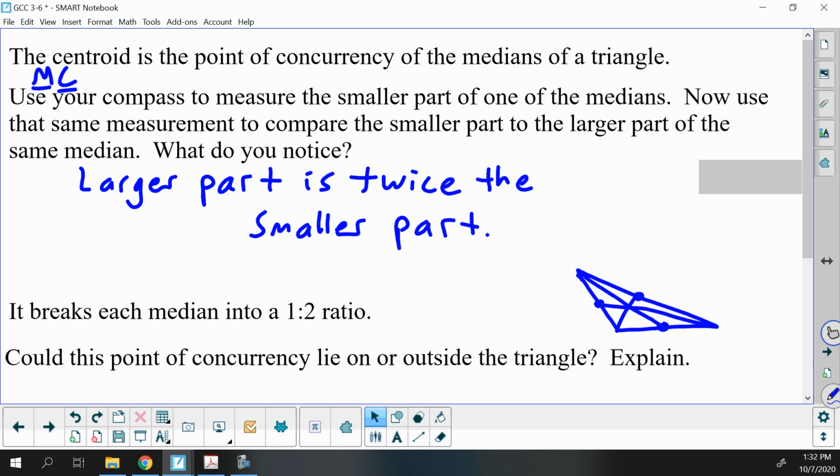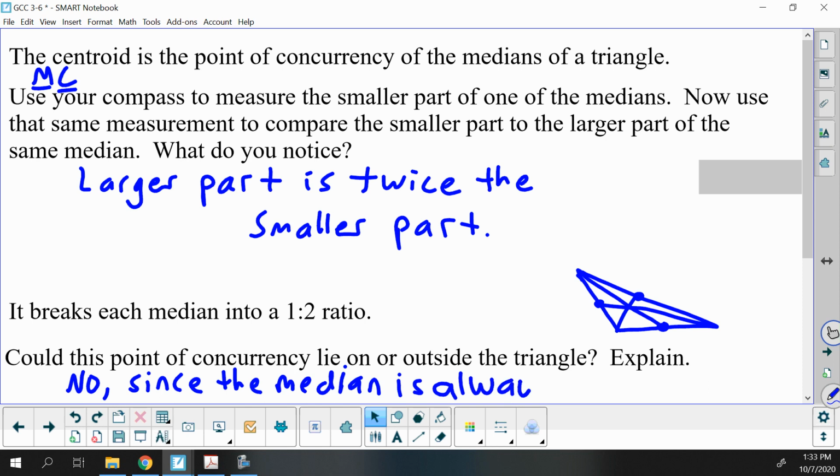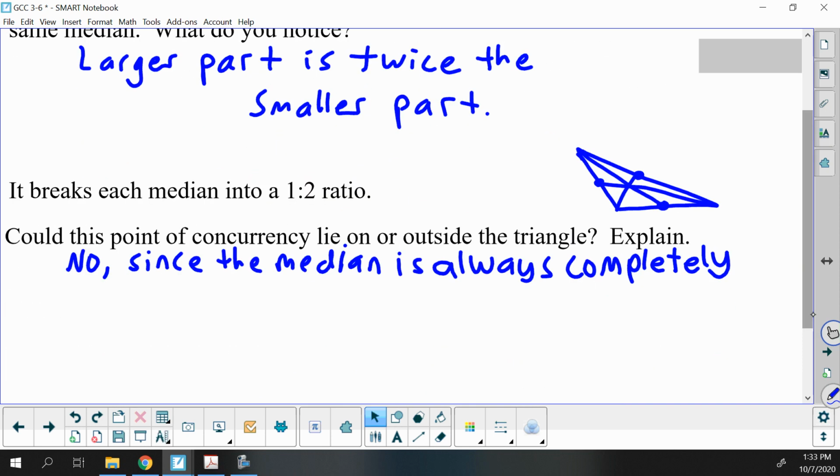Where we saw with the perpendicular bisector one, acute was on the inside, obtuse was on the outside, and the right triangle it was on. This is kind of like the angle bisector one. The centroid is always inside. So we would say, could it be on or outside the triangle? And we'll say no, since the median is always completely inside the triangle.